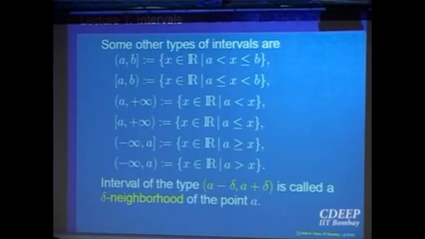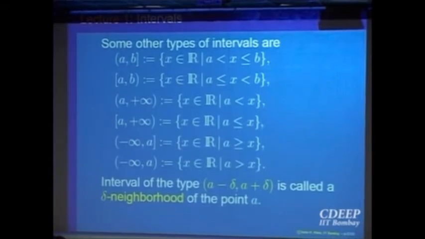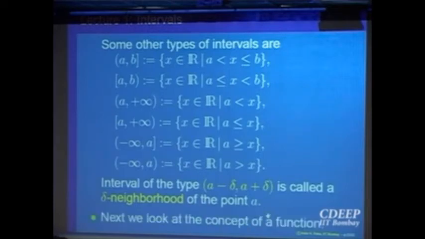That means at the point A, you are going on the left side by a distance delta. From the point A, you are going on the right side by a distance delta, and you are not including the endpoints. That is called a delta neighborhood of the point A. Right? In some sense, we are describing all the points in a neighborhood of, in the locality of A, with delta locality you can call it. That is a way to understand these things. That's why the word neighborhood comes.